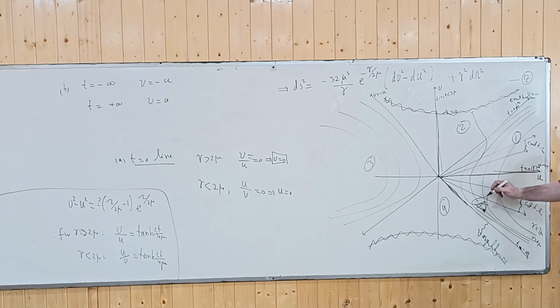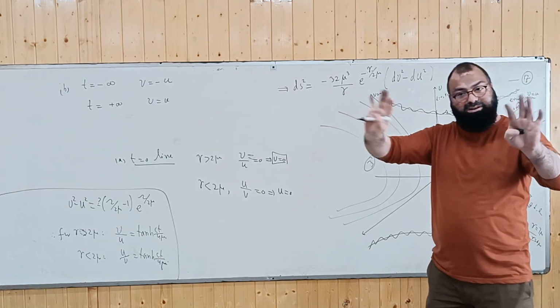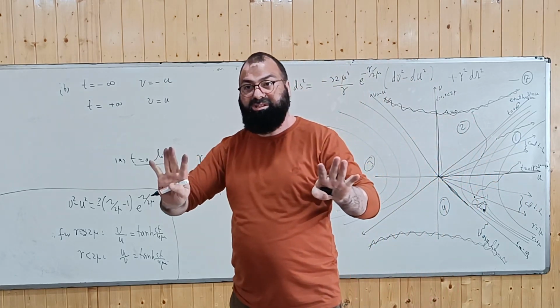Now let's say the infalling observer emits radiation. There is an observer at infinity, so he will observe this kind of radiation. It is all outside r equal to Rs. So wherever he goes, the observer sitting at infinity observing this infalling observer will always observe him.